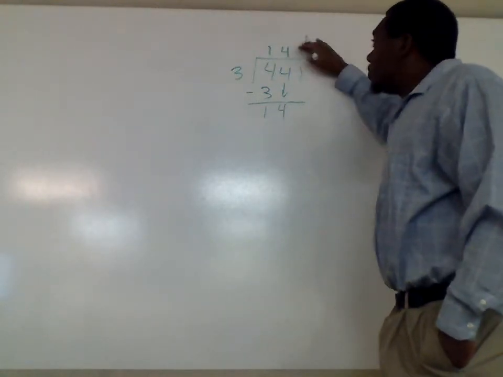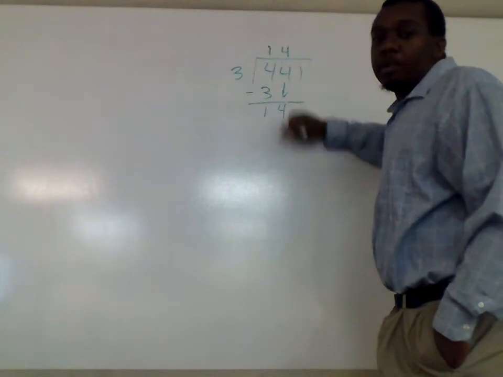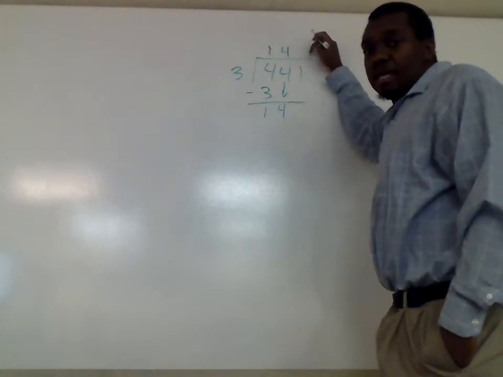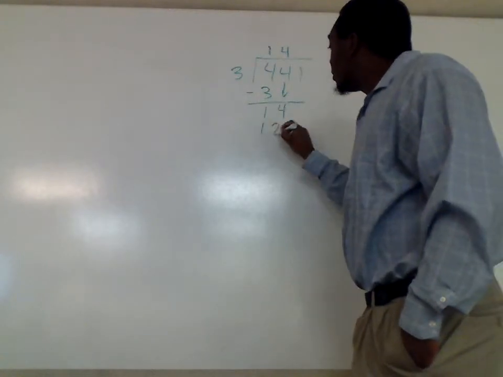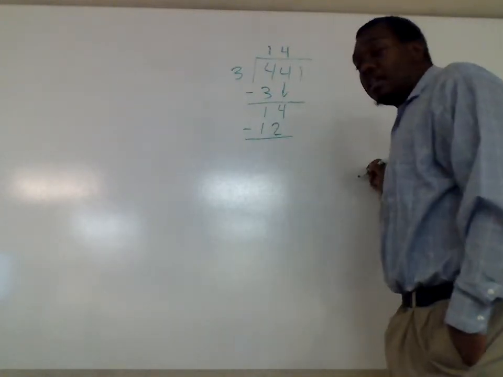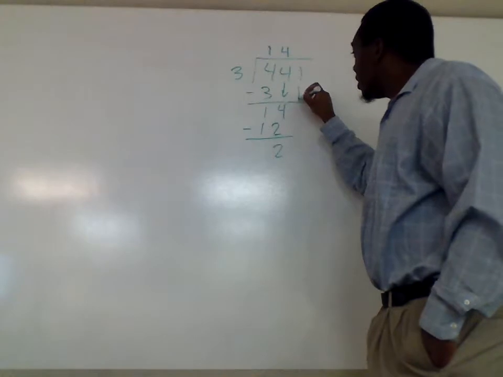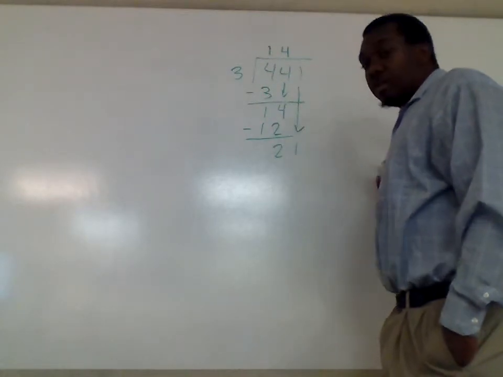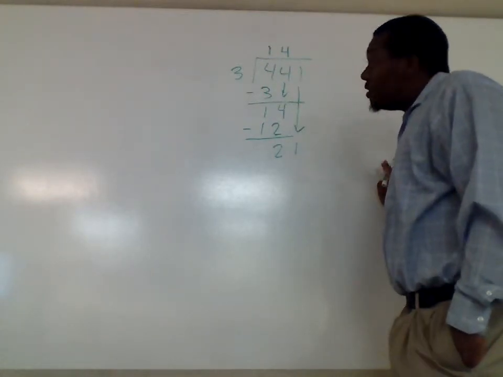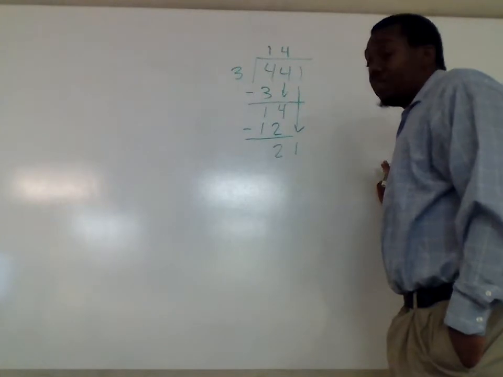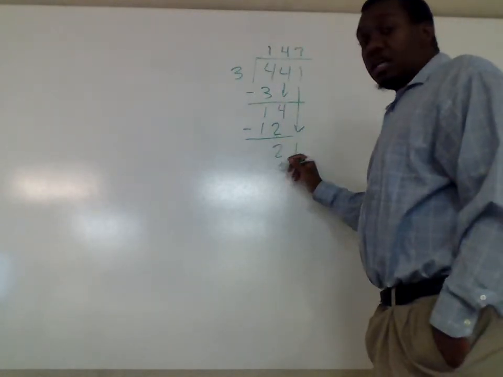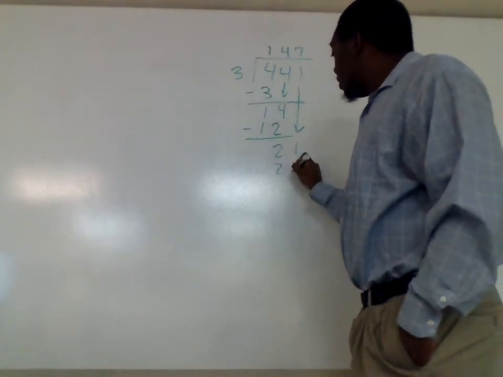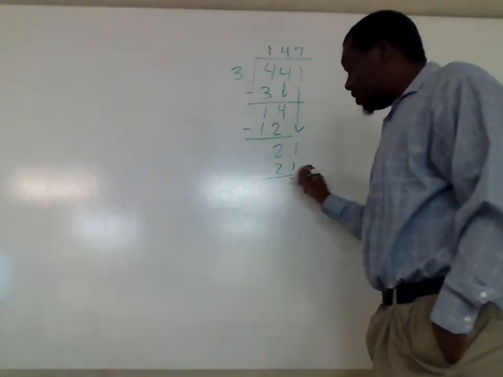If we had put 3 here, we would have noticed that we were wrong and we had to go back up using this method. So 4 times 3 is 12. You would subtract these two numbers, you get 2. And you would bring down the 1. And then we would say, well, 21 divided by 3 is what? 7. And 7 times 3 is going to be 21. And we will subtract these two numbers, and we will get 0.